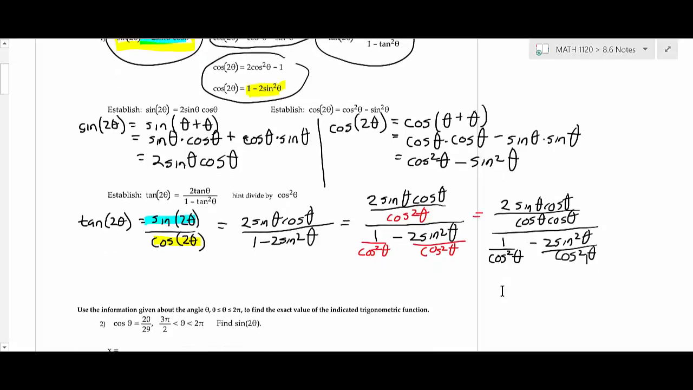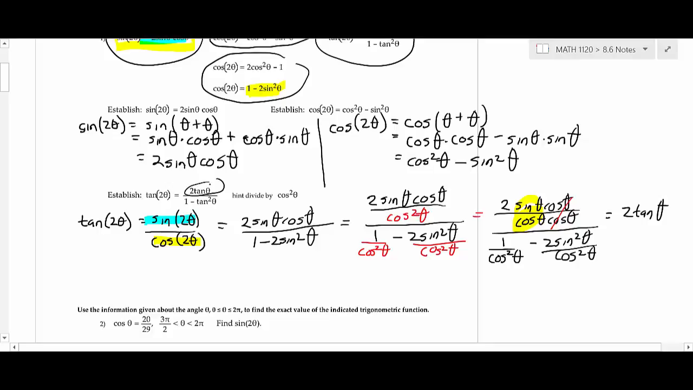This one's a little bit harder to do. Let me see if you spot what I spot. Well, obviously, these cross out, right? And what is sine over cosine? What is that? Tangent, right? Okay, so that numerator is going to become 2 tangent of theta like that. And that's what it's supposed to be. In the identity, that's what we got.